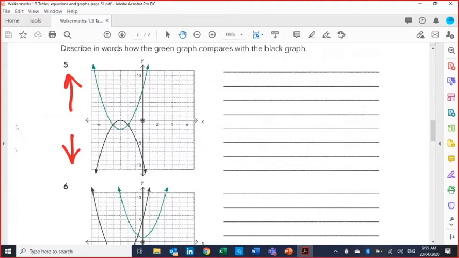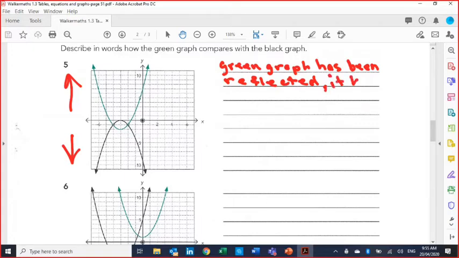So the green graph has been reflected. So they're going to talk about the green graph. Okay. So the green graph has been reflected. Right? Reflected means that it's flipped over. But it didn't just flip over, it also moved, didn't it? So it has also been translated.